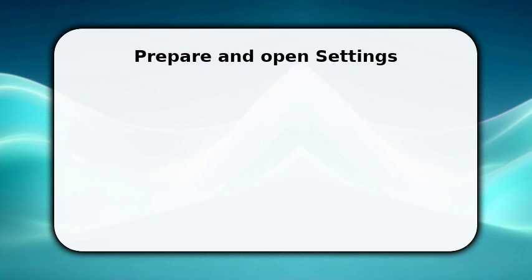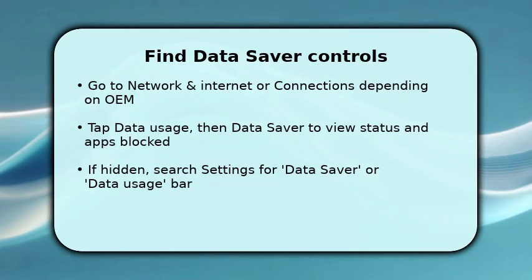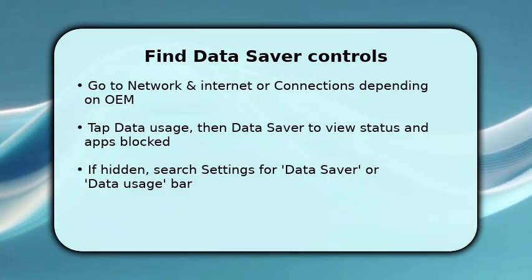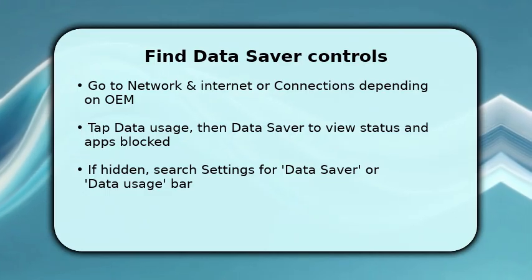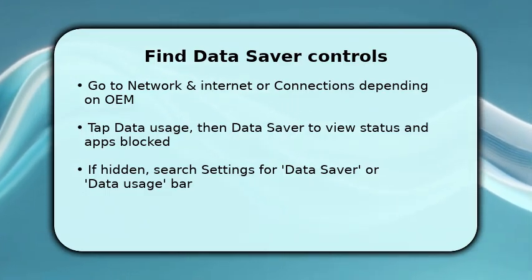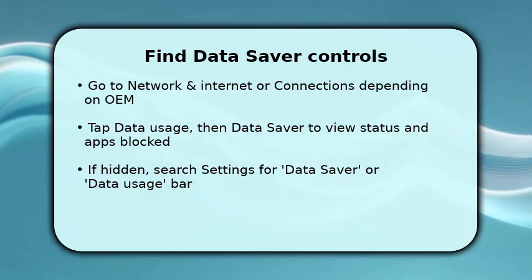Next, go to Network and Internet or Connections. OEM skins differ, so follow the label that matches. Tap Data Usage. Here you'll see allowance stats and a data saver option that indicates whether it's on. Tap Data Saver to open detailed controls where you can see which apps are restricted from background data.